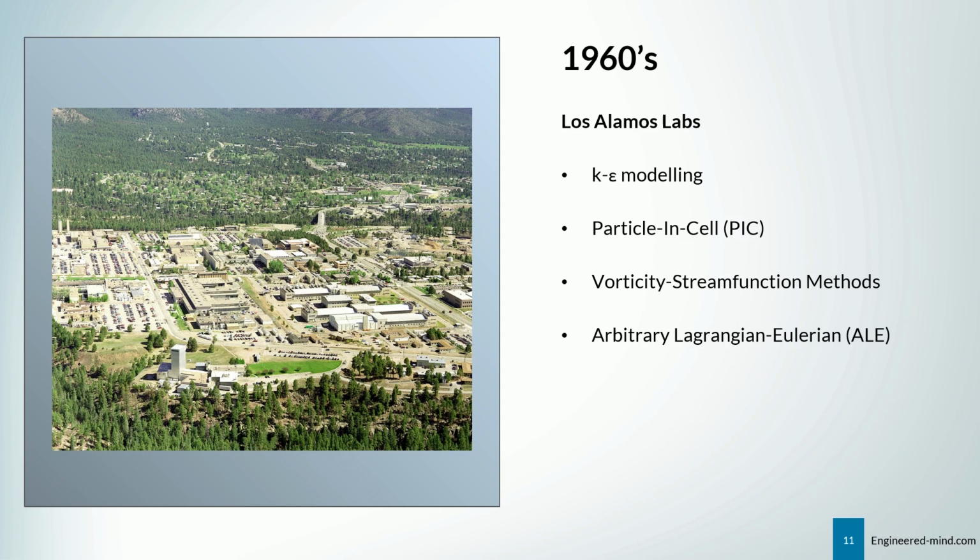In the 1960s, the Los Alamos labs, based in New Mexico, developed some very important models and techniques, some of them also used to this date. For instance, the K-epsilon model. Then we have the particle in cell method, short PIC. We have the vorticity stream function methods, as well as the arbitrary Lagrangian Eulerian methods. For those of you who do not know what the Los Alamos labs are known for, this is also the place where the first atomic bomb was developed.